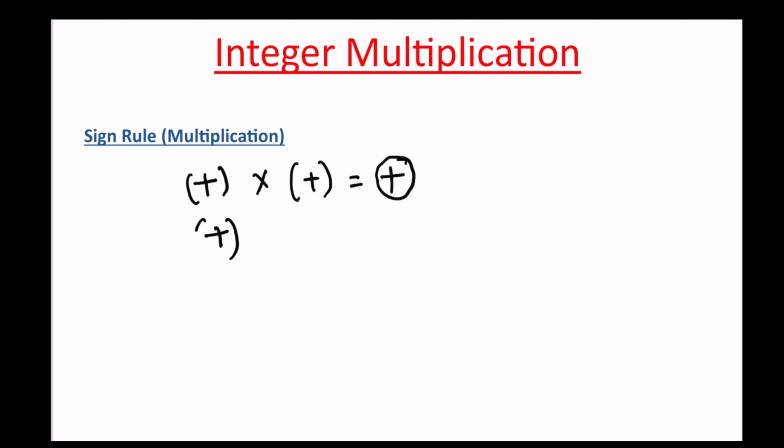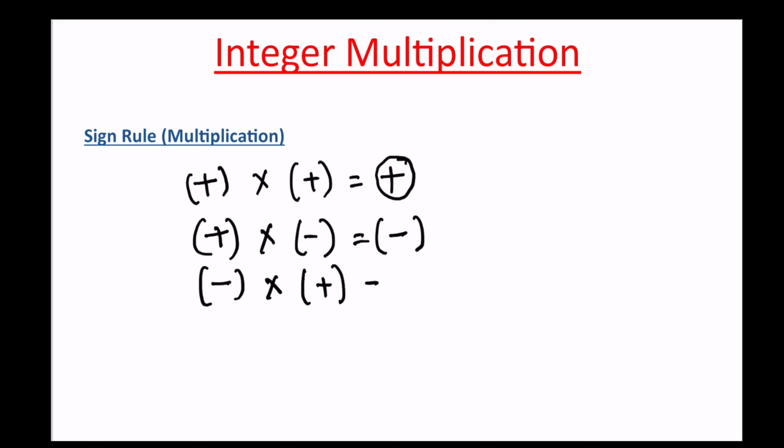Plus into minus equal to minus. That means when we multiply a positive number with a negative number, the resulting number will definitely be negative. Similarly, a negative number when multiplied with a positive number is also a negative number. So minus into plus is minus.